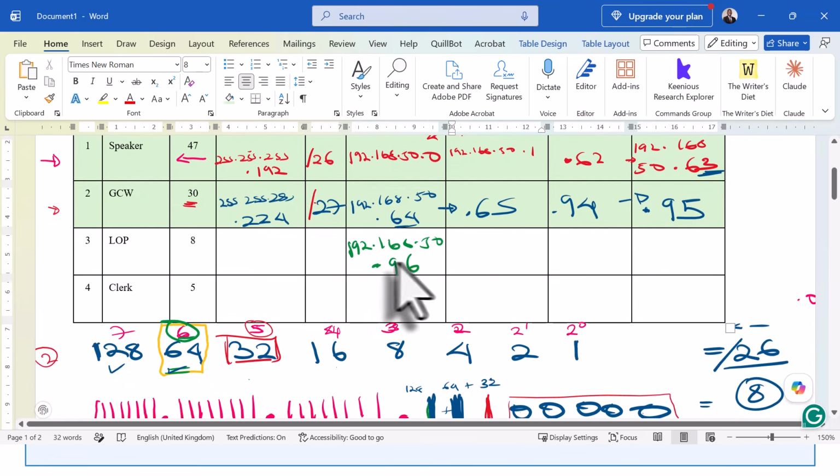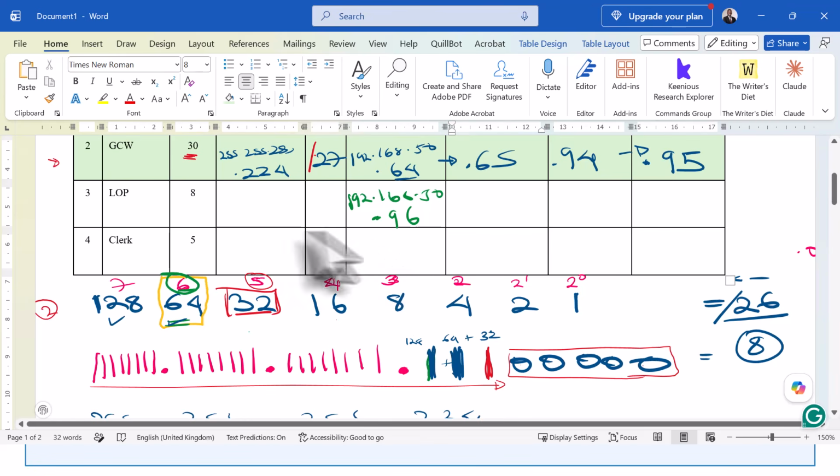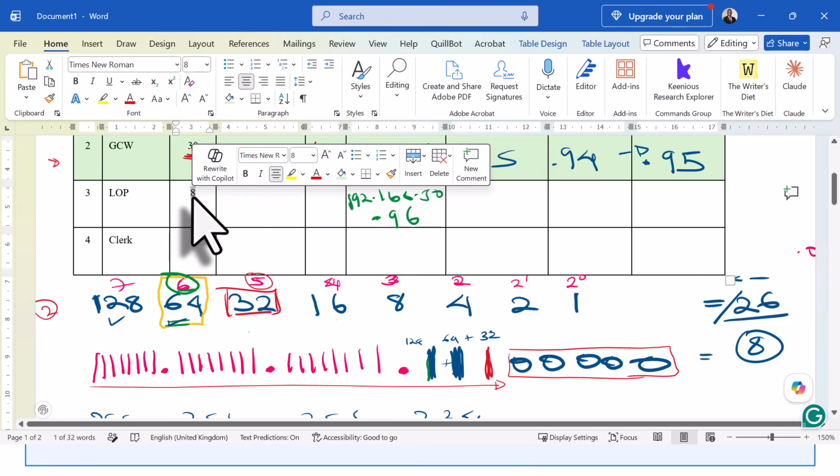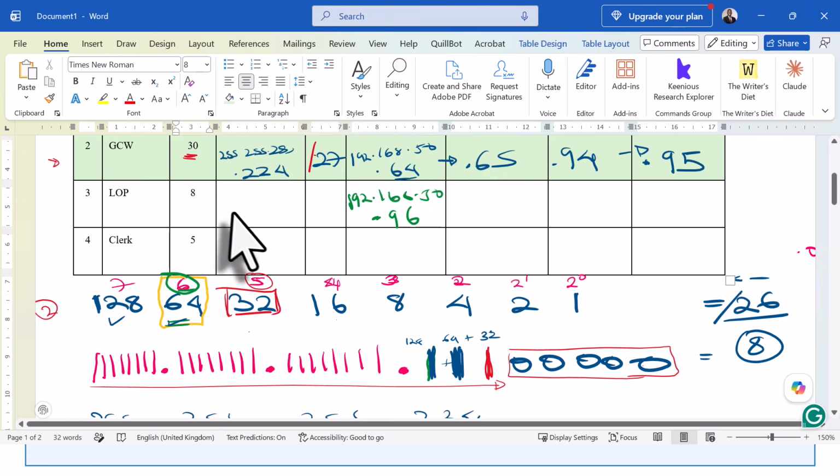But these 2 more, we already figured out the first network address for the leader of opposition. It will start at .96. It will be our network address for this one. But we need to find out the block size. Here, they are showing us that it only has 8 users. So we need to create a network that can accommodate 8 users.